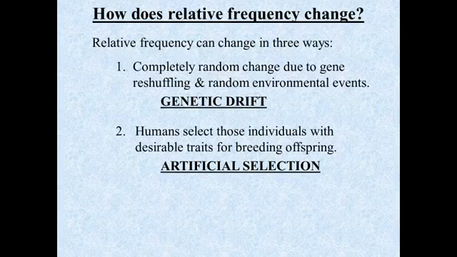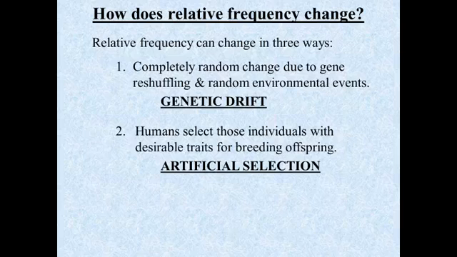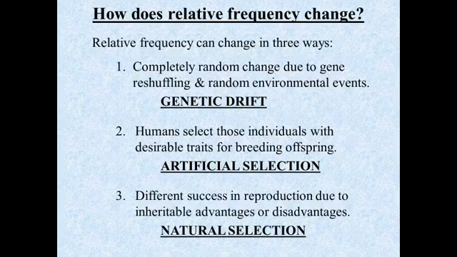The first is something that humans have been doing. We call that artificial selection. And this is how all of our domestic crops and domestic animals have all come into being. And the third is something called natural selection. So we're going to look at all 3 of these different processes, and we'll look at them in some detail.